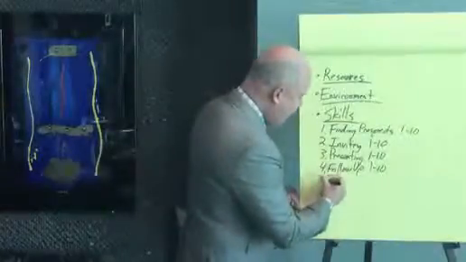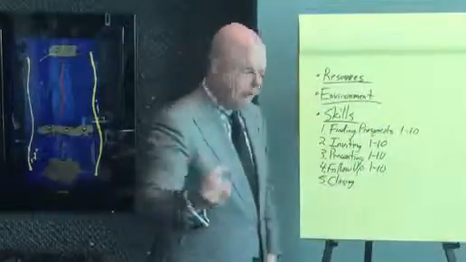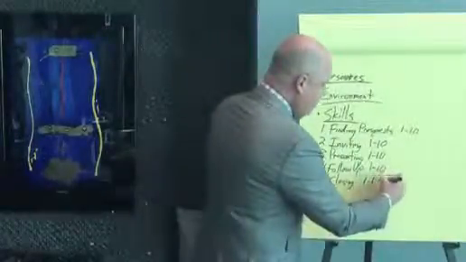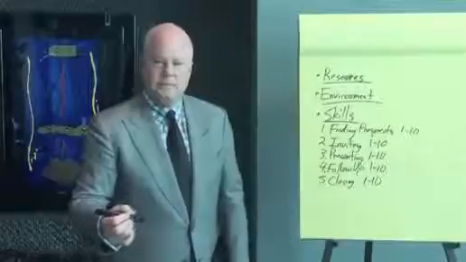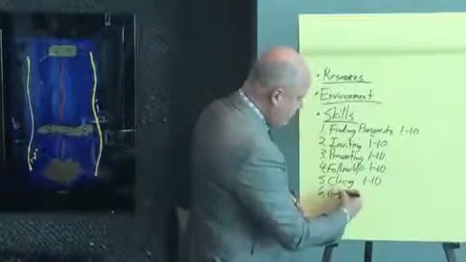Skill set number 5 is closing. Helping people make a decision for them that's good for them. Scale of 1 to 10, where are you when it comes to closing? Be honest. Skill set number 6, getting people started.